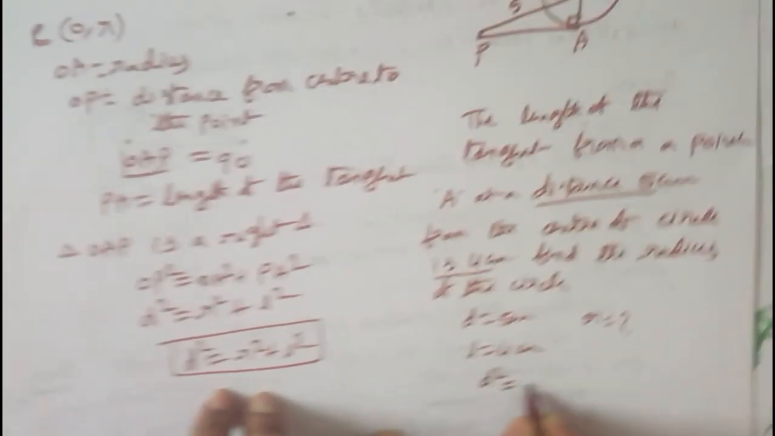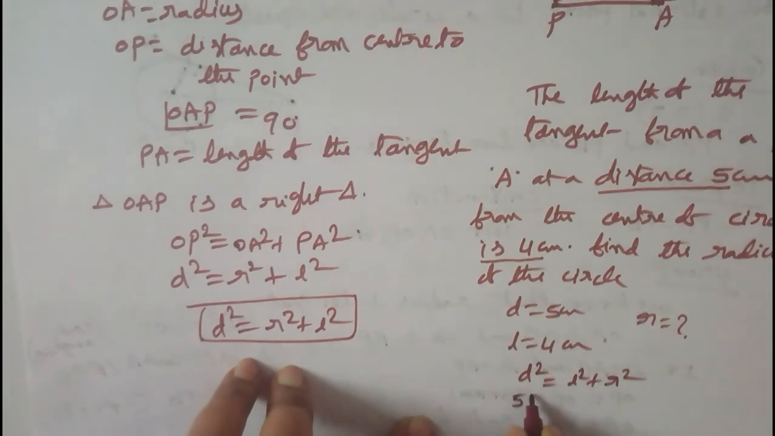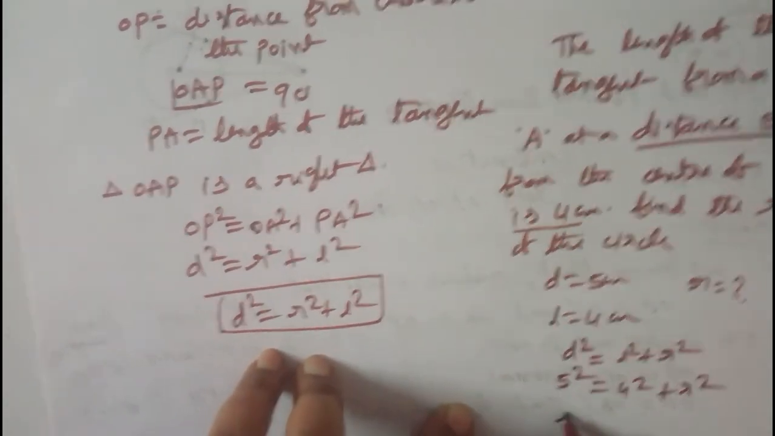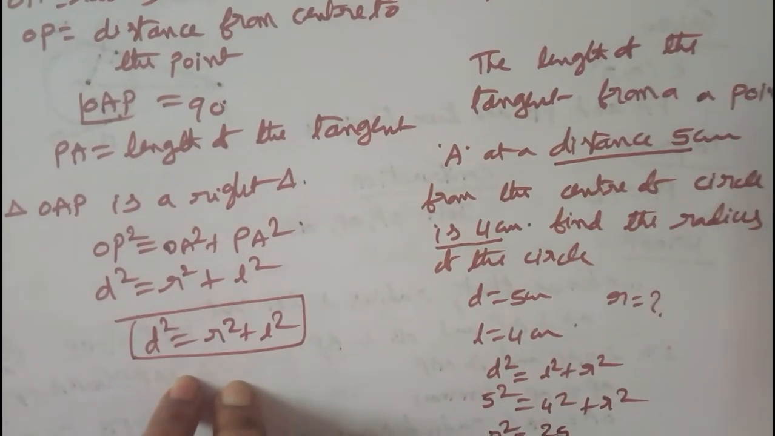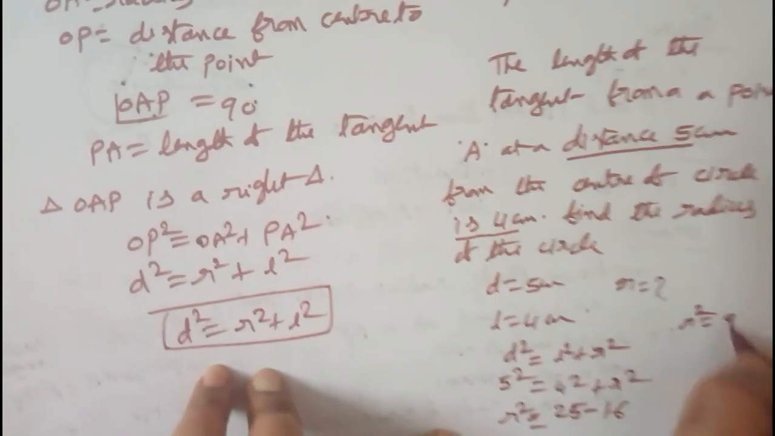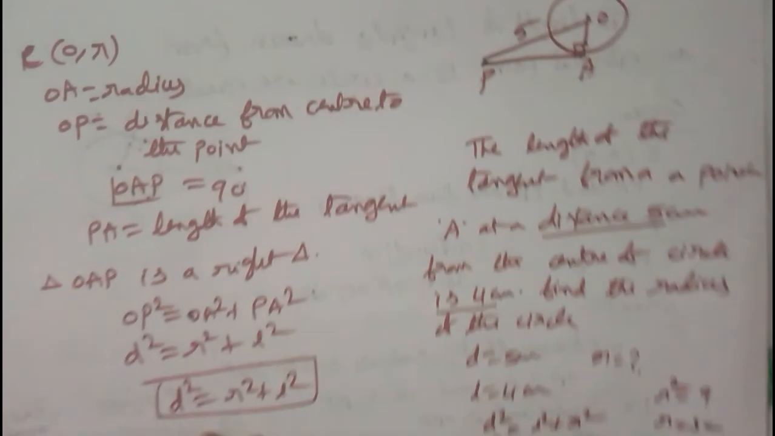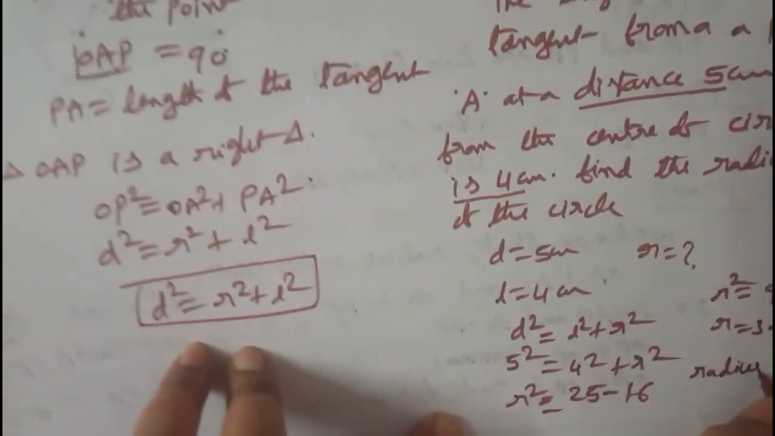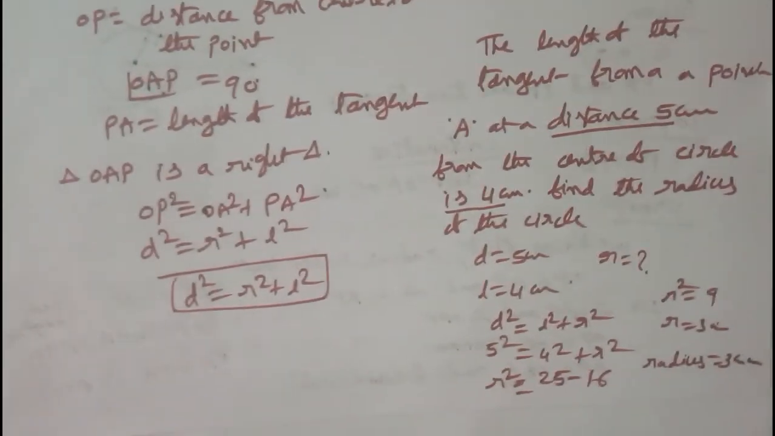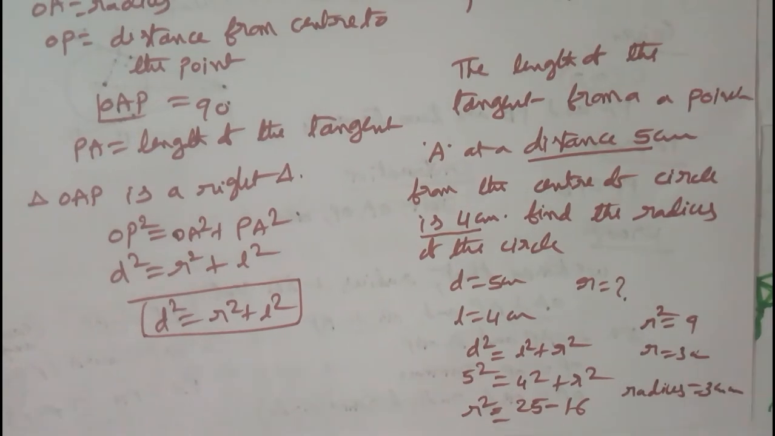D square is equal to L square plus R square. Here D is 5, so 5 square is equal to L value 4 square plus R square. Now R square is equal to 25 minus 16. Then R square is equal to 9. R is equal to 3. Therefore the radius of the circle is 3 centimeters. So now you can see more problems based on these two theorems.